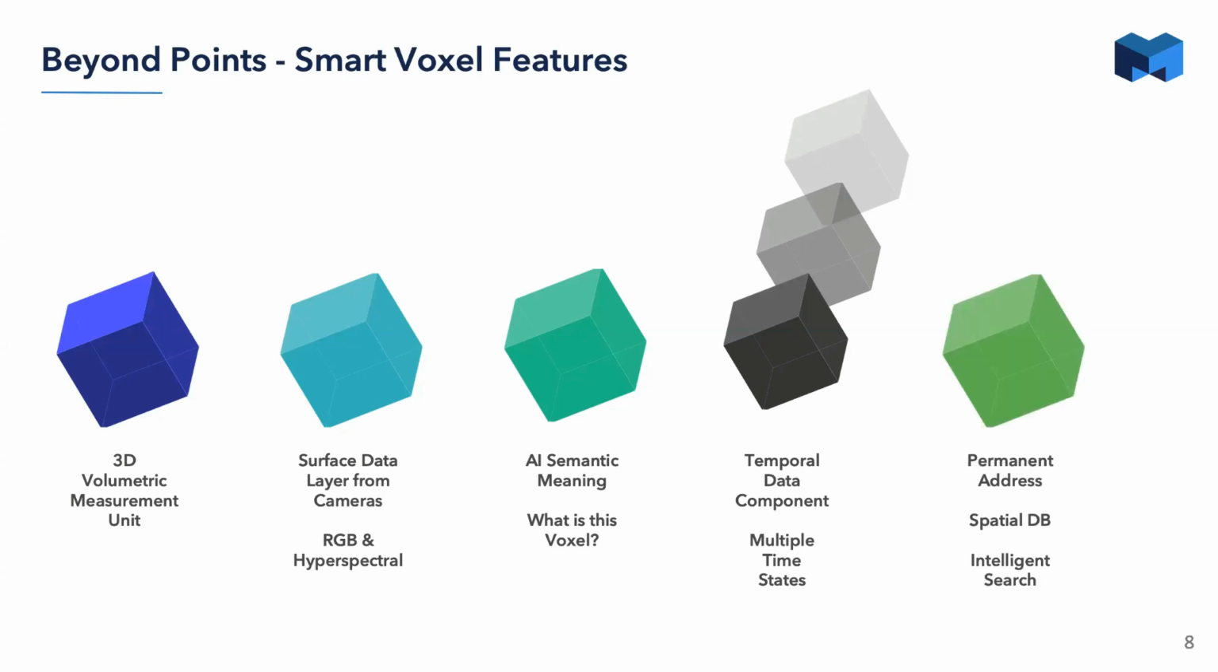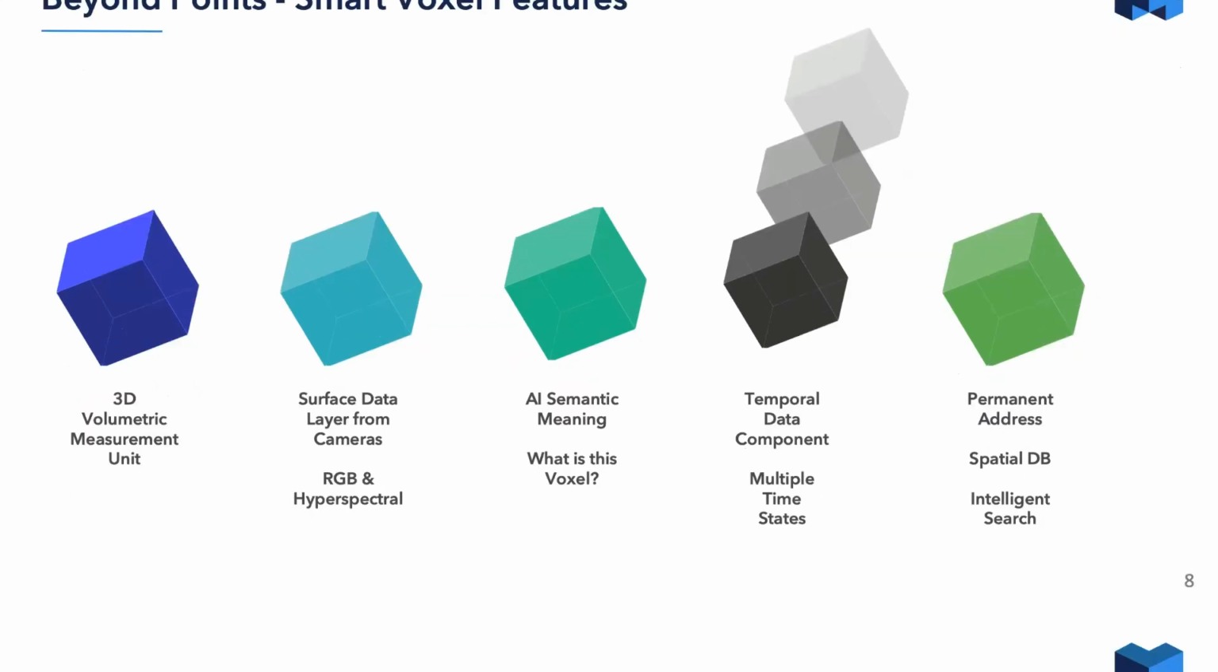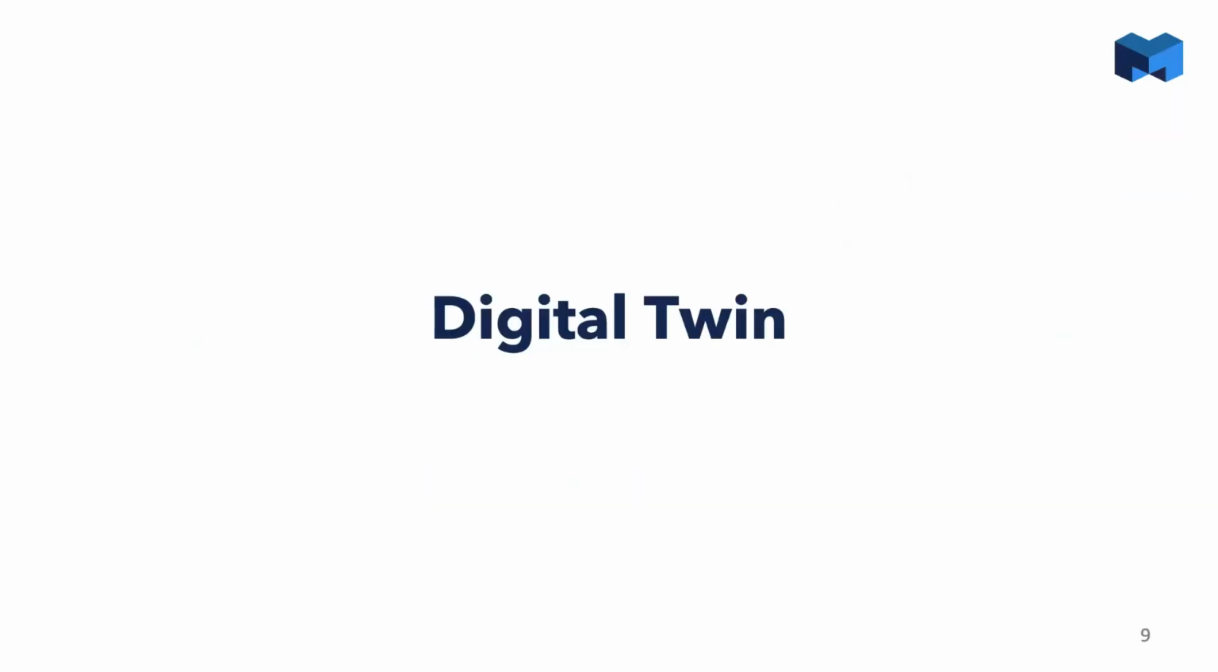And lastly, this structure, because it has a permanent address, creates a spatial database. The spatial database becomes very useful when you want to start querying and trying to find insight, intelligent search, bringing objects and even individual voxels back so you can analyze them. So all of that forms the basis of the model that we're doing. Let me move on to digital twins.